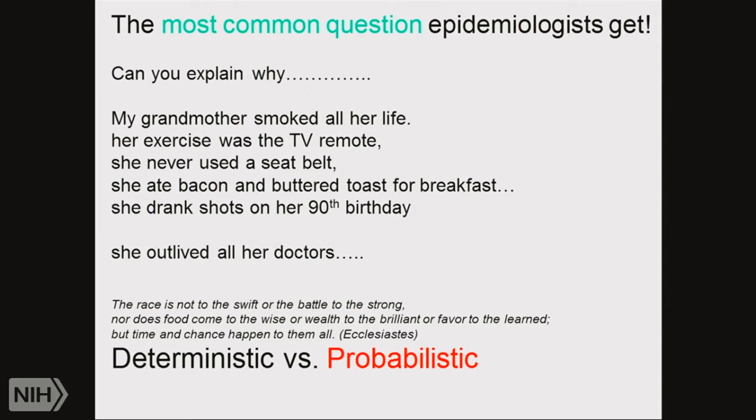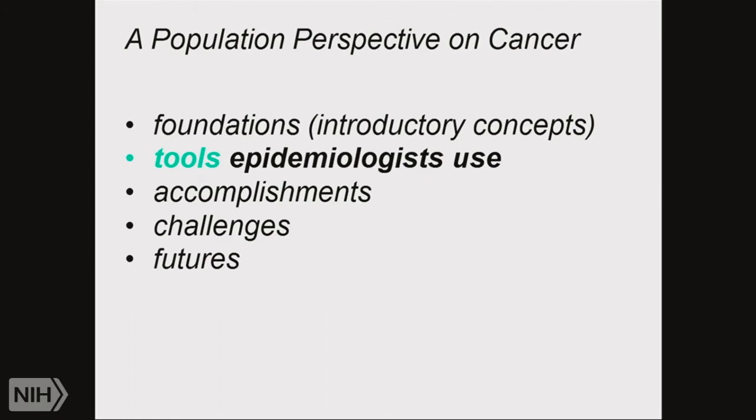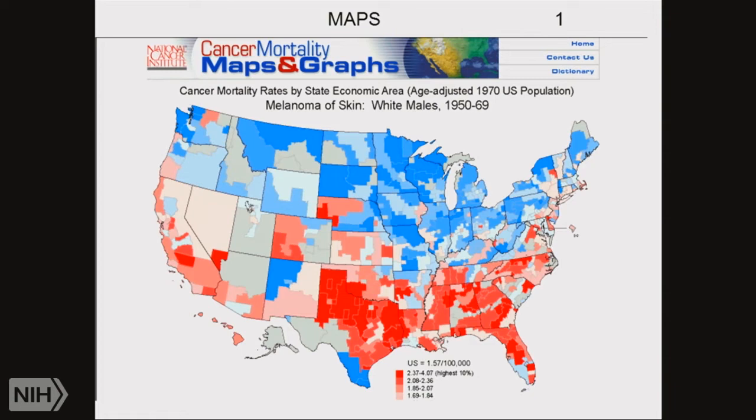Okay, so what tools do epidemiologists use? And one very cool tool that is still being used are the maps. So there's cancer mortality maps and cancer incidence maps. And what these tend to show you is that cancer is geographically associated. And so here's an example showing the red in the south. And this is mortality from melanoma. And obviously, this is due to sun exposure. And melanoma is associated with the sun. So you see a geographic pattern that's very indicative of sun.